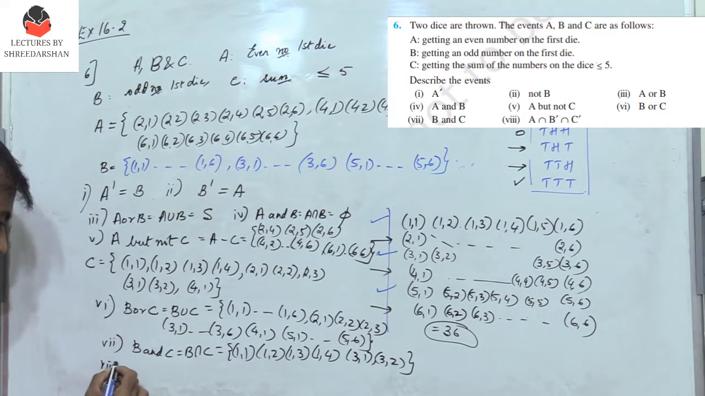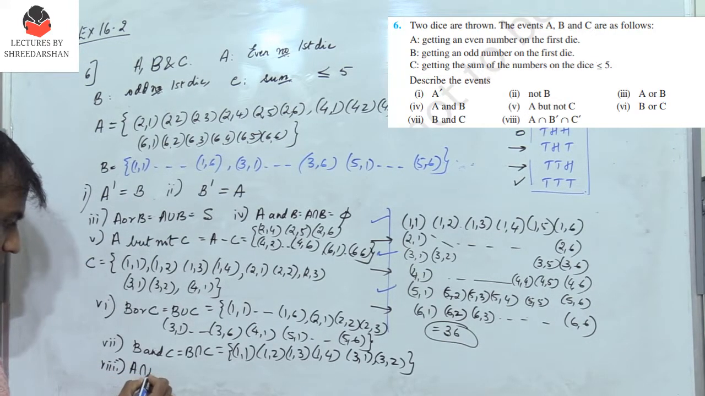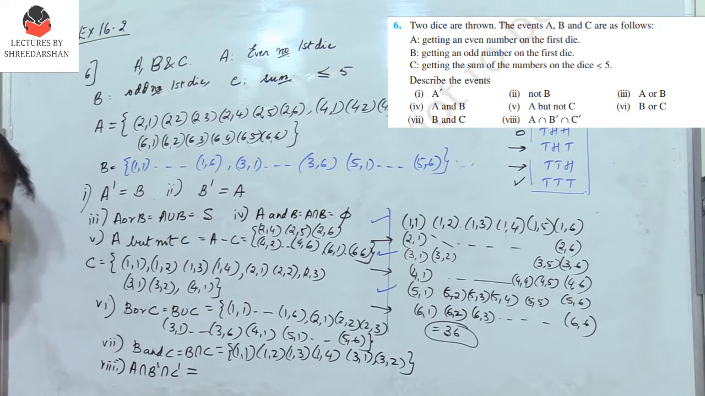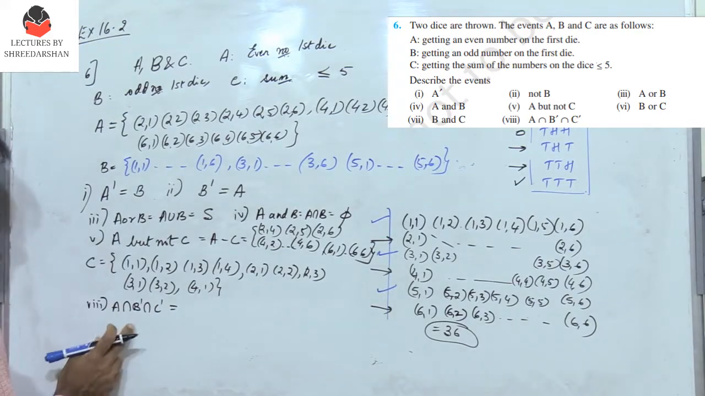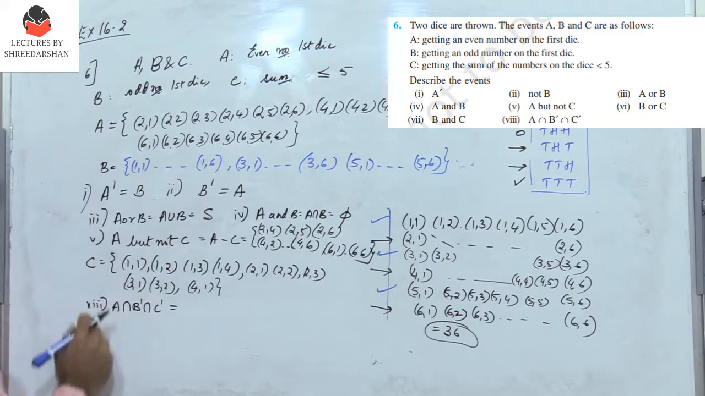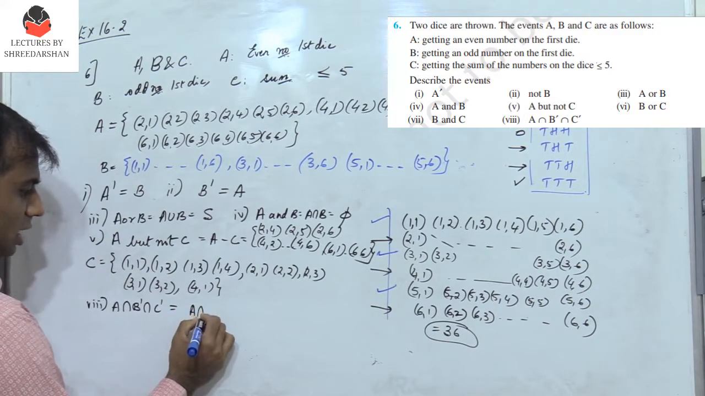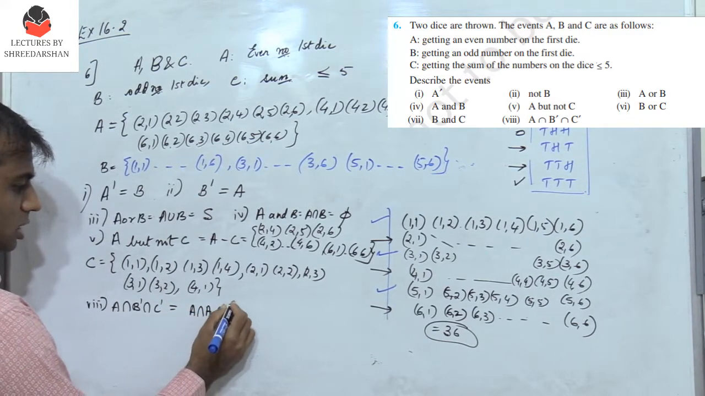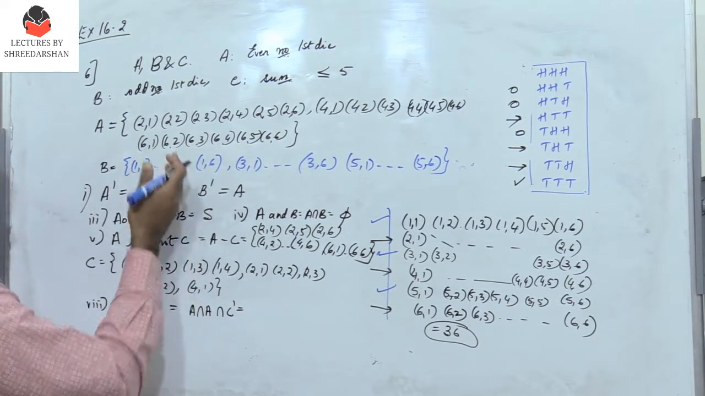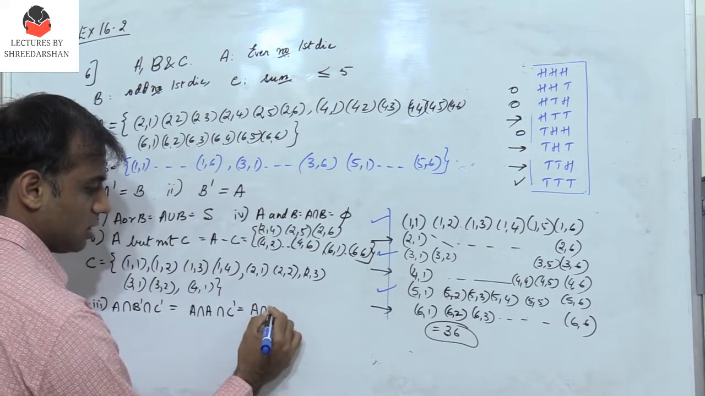The last one, A intersection B dash intersection C dash. So A intersection B dash. What is B dash? B dash is nothing but A, right? So I can write this as A intersection A intersection C dash. What is A intersection A? All the elements which are present in A itself. So I have A intersection C dash.